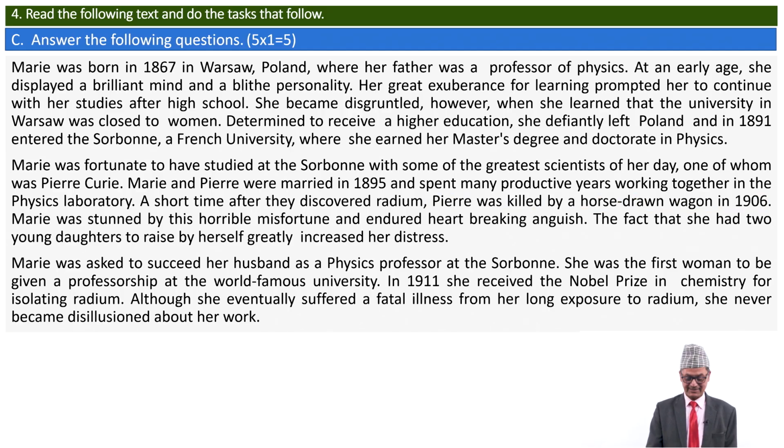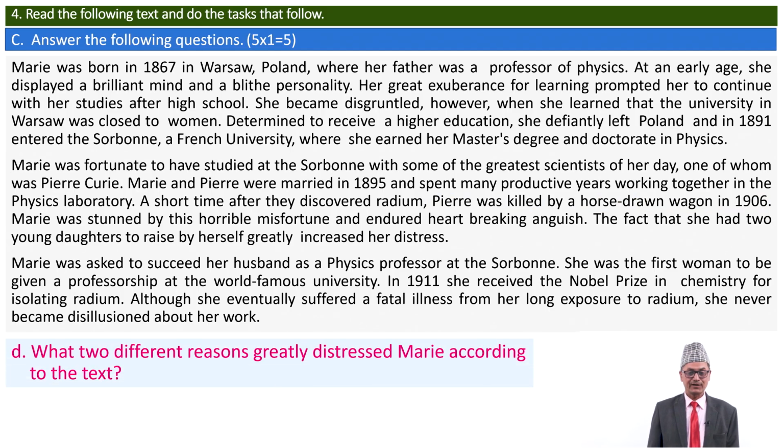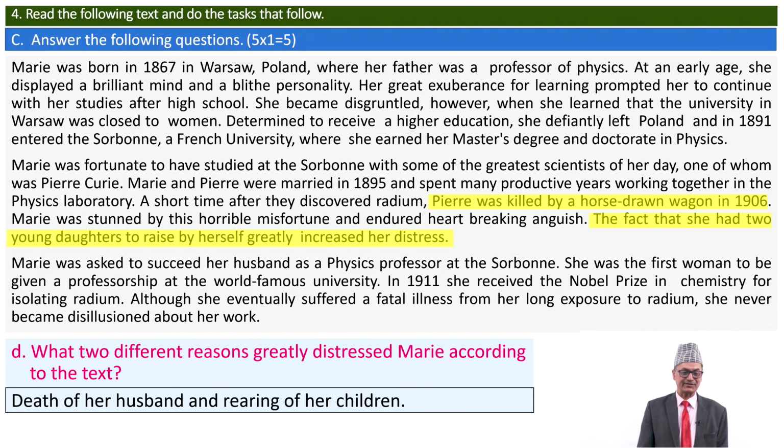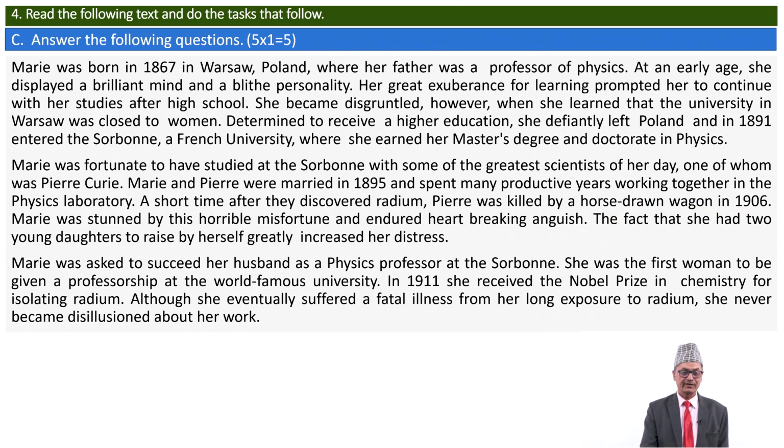All right. Now number D. What two different reasons greatly distressed Mary according to the text? Where is the information? One, Pierre was killed by a horse-drawn wagon in 1906. The other is she had to raise her daughters. So I'm sure you can find the answer like this: death of her husband and rearing of her children.